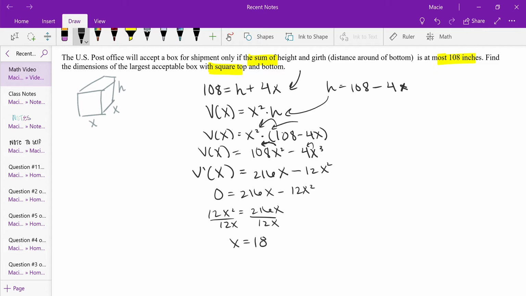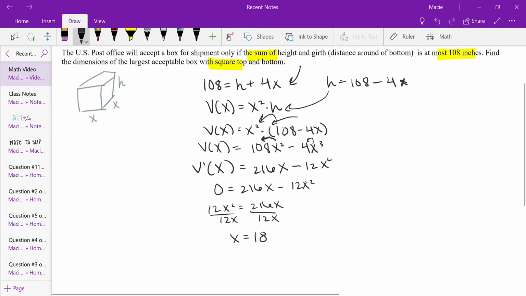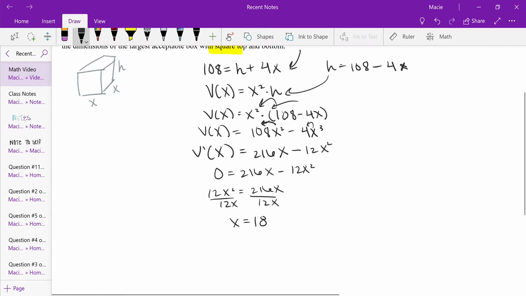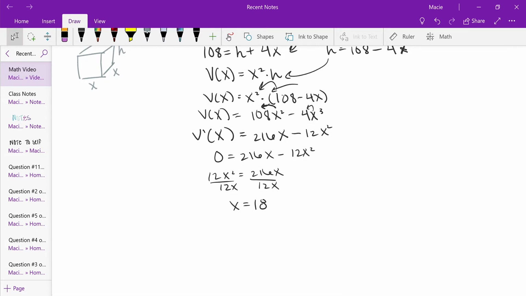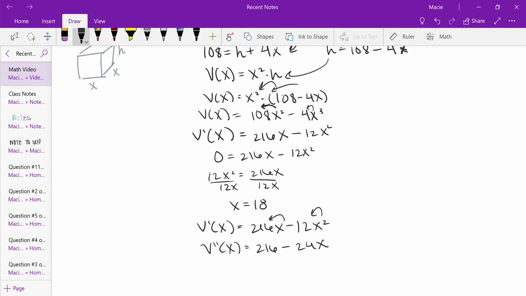So we have this number that x can equal, but we now need to know if it's a max or min. Let me rewrite the first derivative. We solve for the second derivative and then plug our critical number, 18, into it, and figure out if it's a max or min using the second derivative test. So we multiply the exponent by the first number, 216, and then subtract 1 from the exponent, which leaves us with just 1. Then we do the same for 12x squared, so 24x, because 2 minus 1 equals 1.